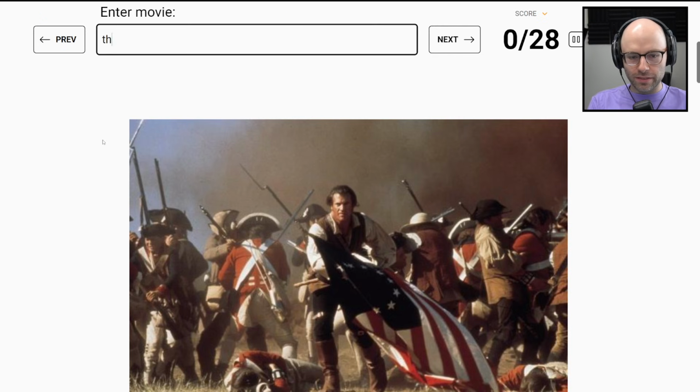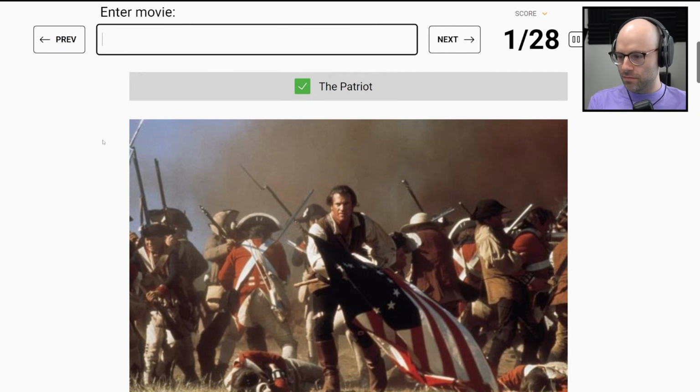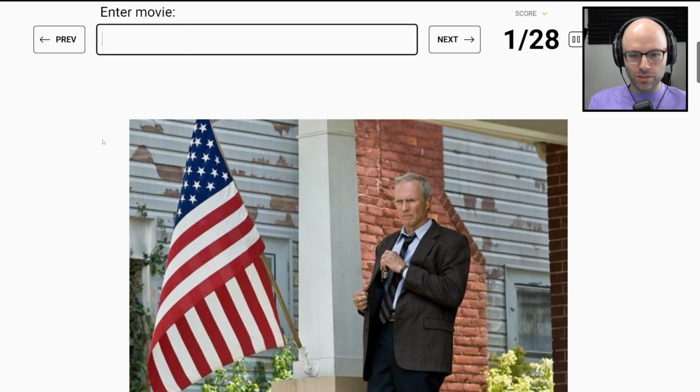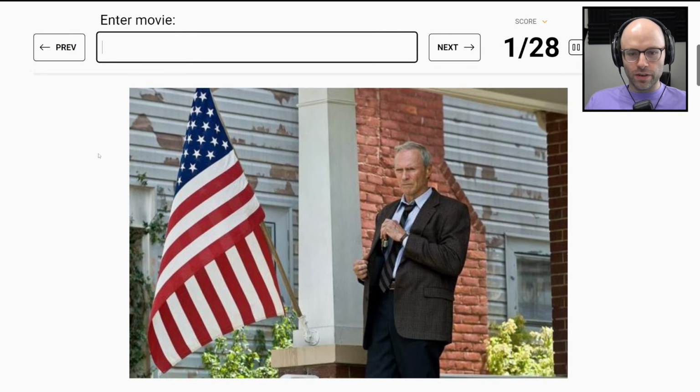This is The Patriot. This is... It's not Gran Torino. This is one where Clint Eastwood's a cop. It's not in the line of duty. It's from the mid-2000s, I think. It stars Clint Eastwood and Al Pacino. It was called, like, Blue Blood or something like that. Or maybe it's The Mule. Or maybe it's The Bodyguard. I know, it's something like that.